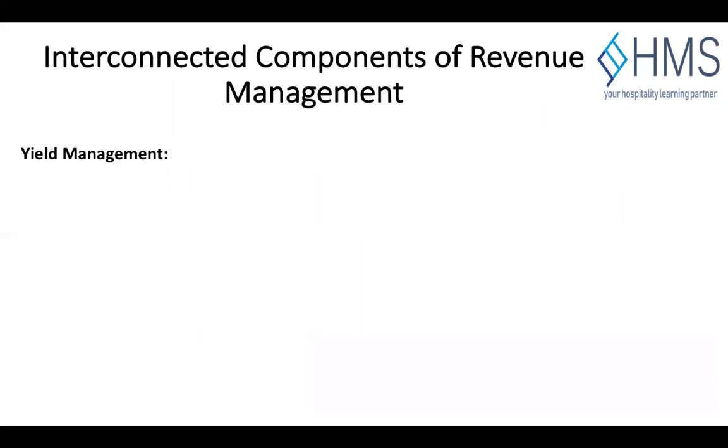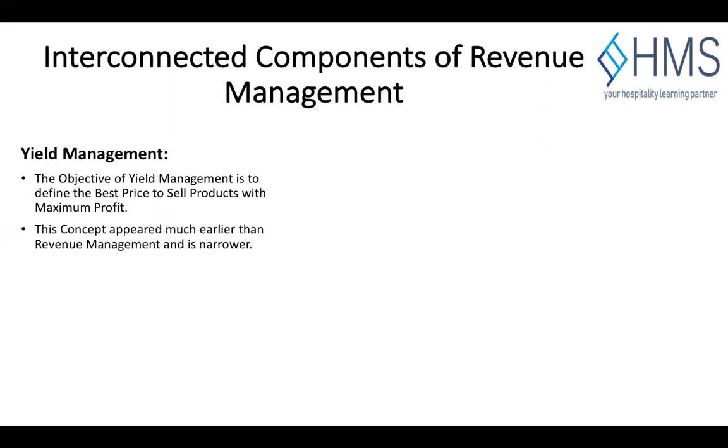Moving forward, let us understand what yield management is. Now, the concept of yield management was initially implemented in the airline industry, because the main objective and goal of yield management is to define the best possible price to sell its products to maximize profits. The concept appeared much earlier than revenue management, and it is a narrower concept, because yield management was applied in airlines in the 1970s, and eventually came into the hotel industry in the form of revenue management in the 1980s.